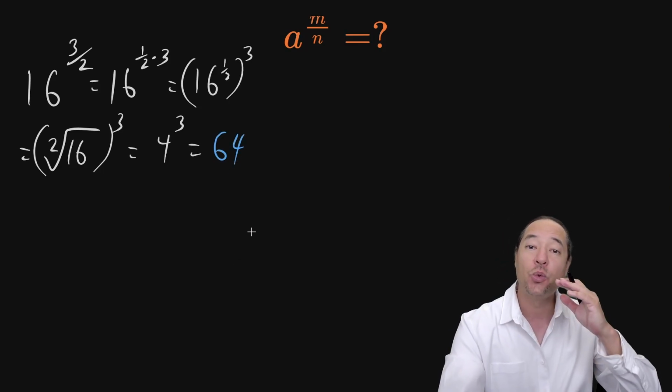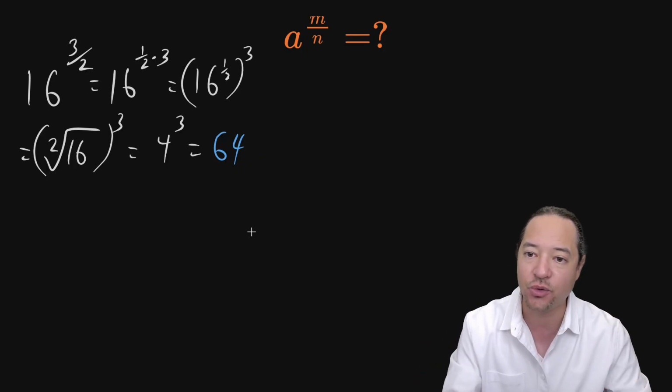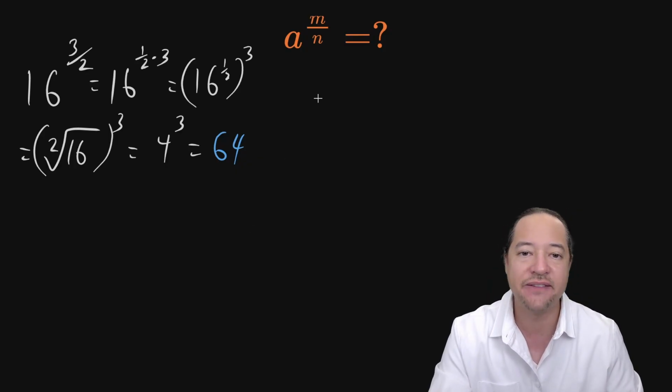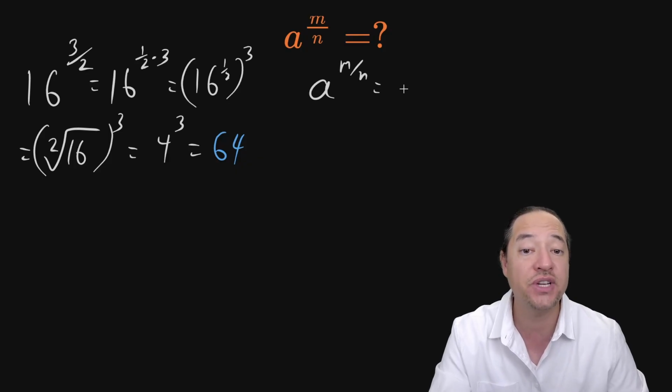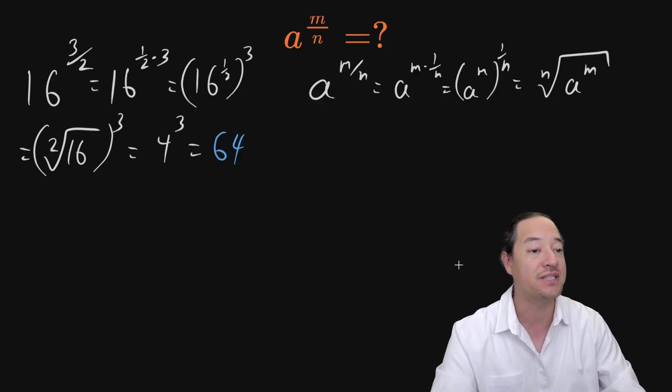So there we go. We were actually able to use the rules of exponents to evaluate this kind of fractional exponent. Okay, let's try and derive our general rule here now. So if I have, in general, any a to the m over n, I can treat that as a to the m times 1 over n, which is the same as a to the m raised to the 1 over n power. And so that's going to give me the nth root of a to the m, right? That's exactly what this does.